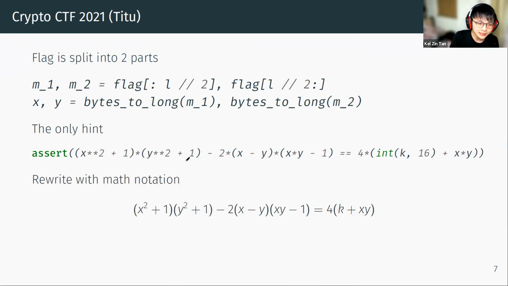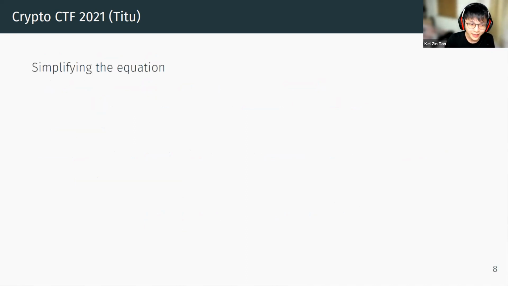If we rewrite it in mathematical notation, what we get is this. But then the question is, how do we solve this? We want to find x and y, but we only have this equation. The thing that we know is that x and y are integers, and they are very similar in bit length, so the size of them is very similar. So you can do it the root way.